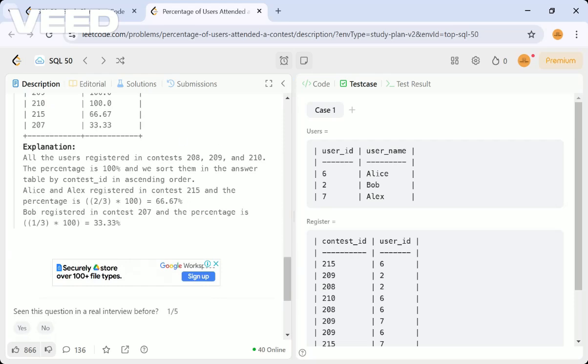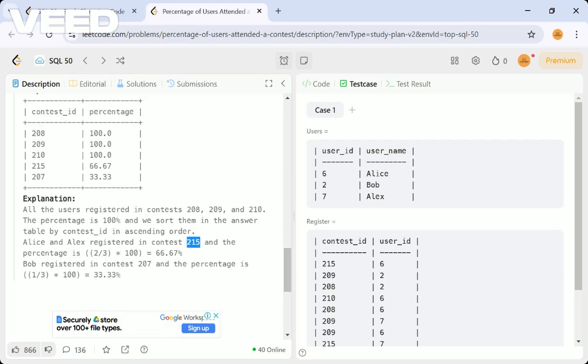Actually, the number of contests we have in total is three only. So the number of users who have registered for that particular contest, and the total number of contests. Okay, and Bob registered for this one, so only 1 by 3 into 100 and you will get this percentage. Okay, you understood, right? They want it based upon contest, not on the persons.